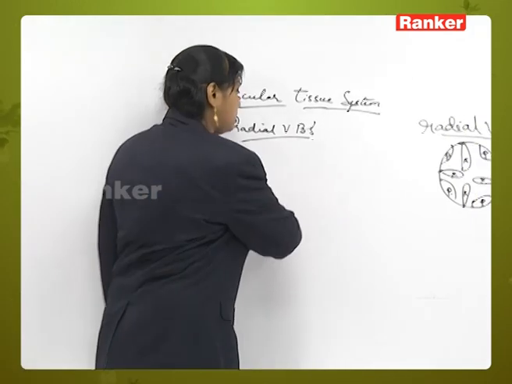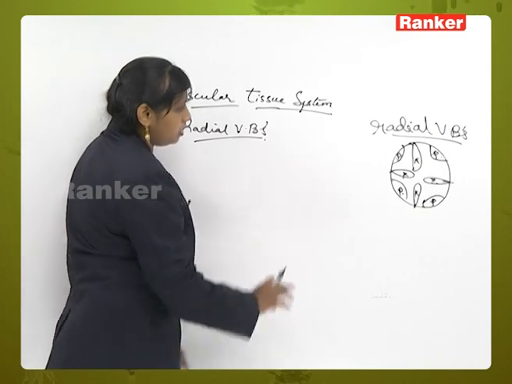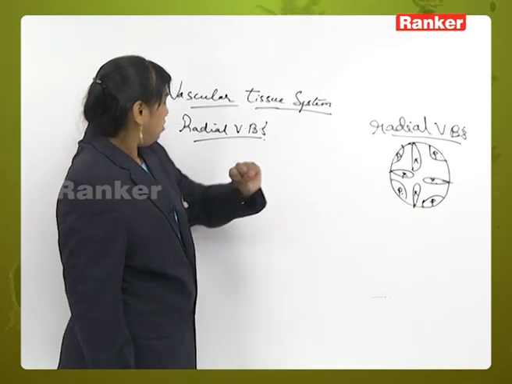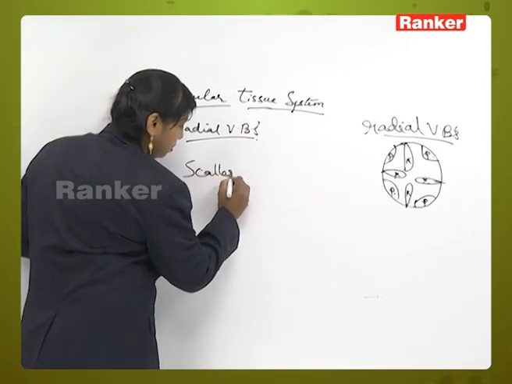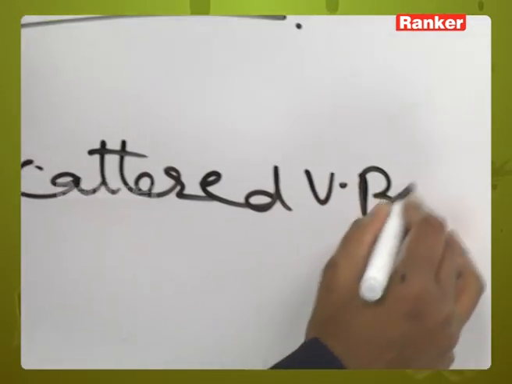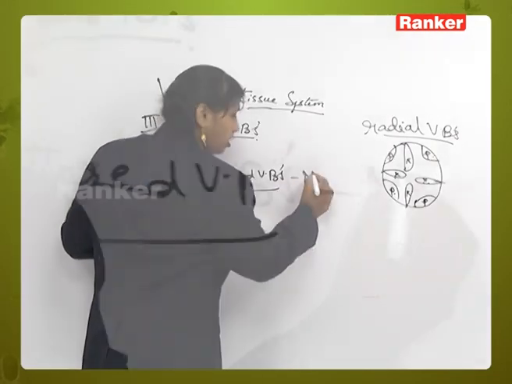And here you will also see the presence of this type of vascular bundles. You will also see scattered vascular bundles. One more type, scattered vascular bundles. This type of vascular bundle is normally seen in monocots.